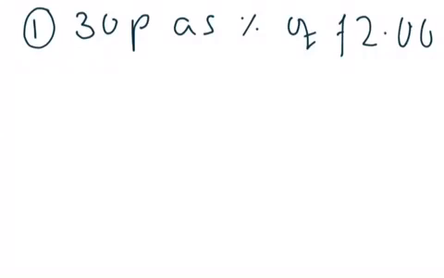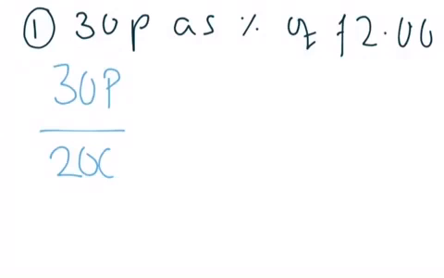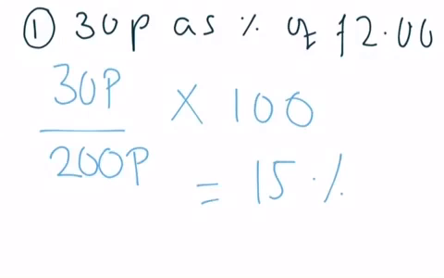So how do I write 30p as a percentage of £2? Well, 30p would be 30p divided by £2. I would rewrite that as 200 pence, times, and for a percentage, like we said, you just times by 100. So what is 30 divided by 200 times 100? And that will give you 15. So 15%.